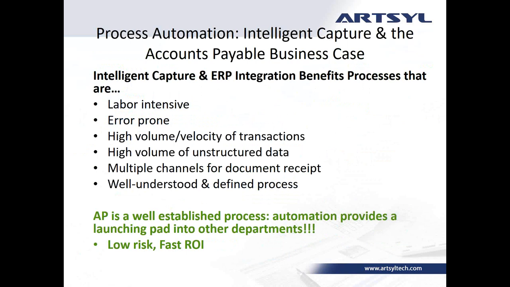So why process automation? Very simply, we all know that the manual processing of invoices by AP clerks, especially in larger organizations, is very, very labor intensive, very prone to errors by human beings. And in many instances, there's a high volume and velocity of transactions coming in from many, many different facets. And most of this is very unstructured data, as you can well attest to. No two invoices look the same, as one example. However, it is a well-defined process, a well-understood process in terms of the AP approvals.